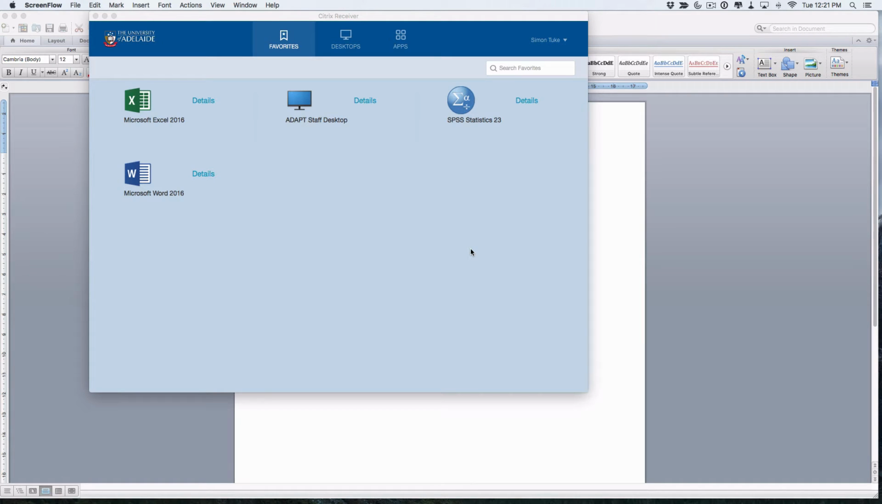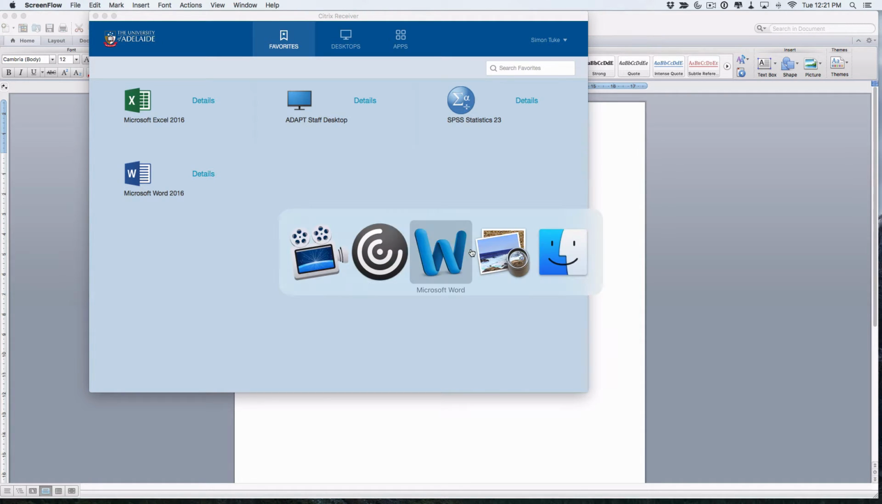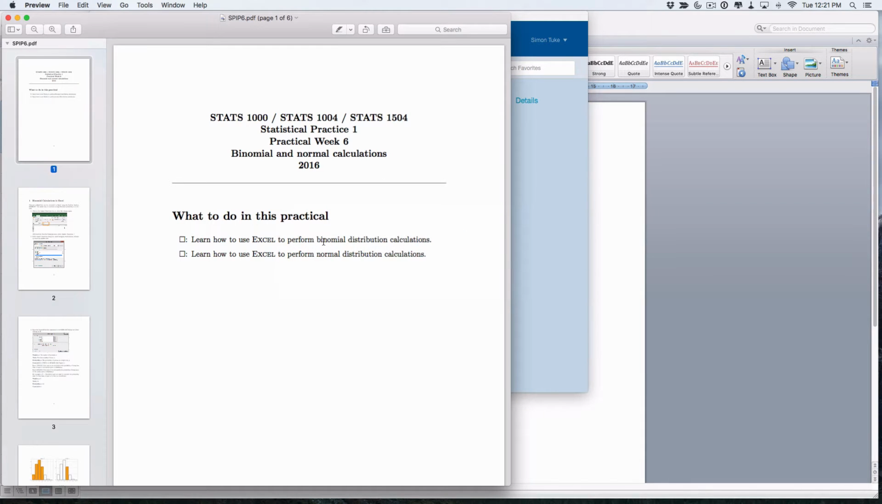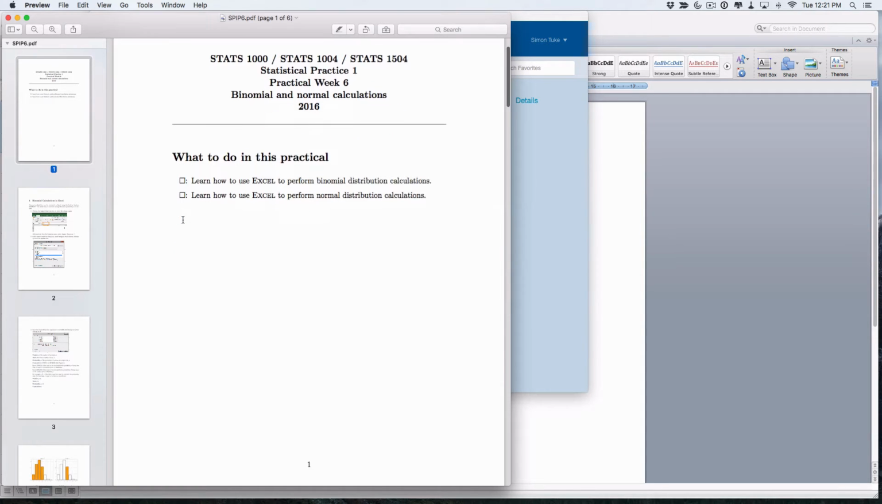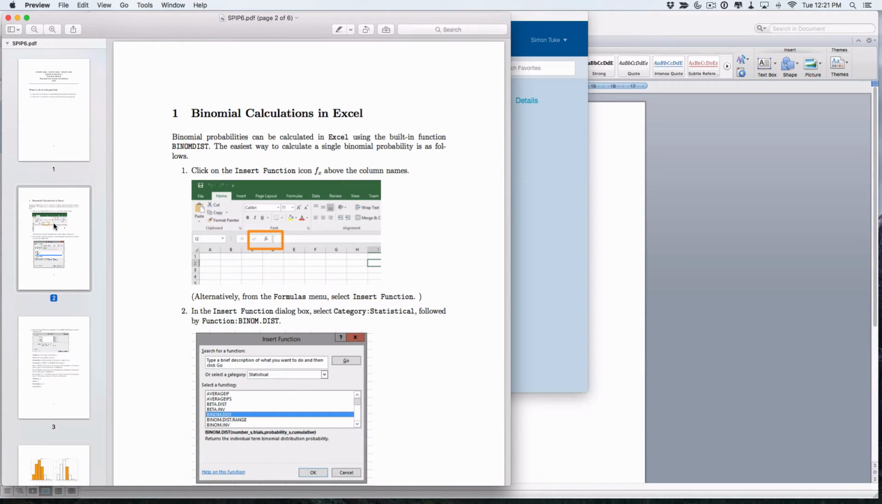Okay, welcome. This is going to be Prac 6. So the whole idea of Prac 6 is we're going to look at binomial calculations and normal calculations. So let's first of all start with binomial calculations. Just to remember, binomial is where we have the BINS: binary, independent, fixed sample size, and constant probability.